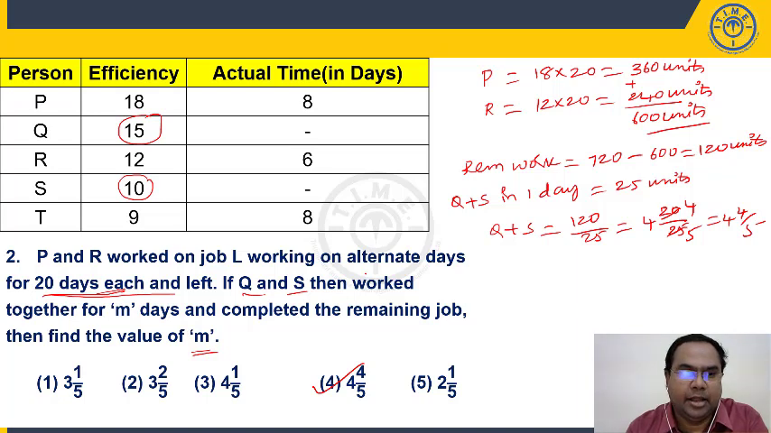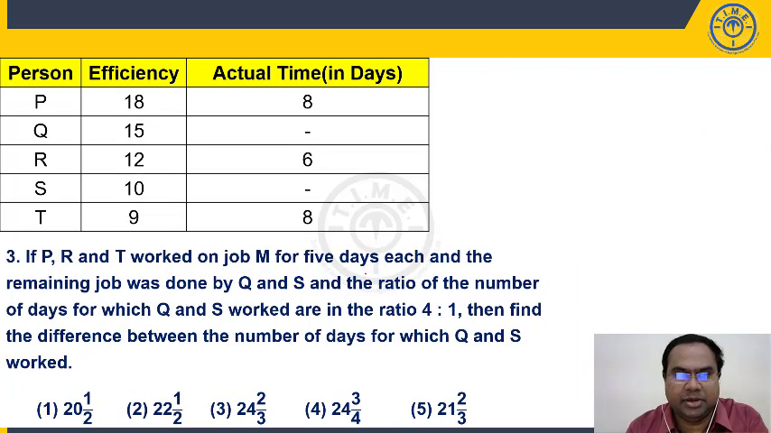Okay, let's take up question number 3. If P, R and T worked on job M, job K, job L, job M are similar. That was given in the note, students. So P, R, T worked on job M for 5 days each, and the remaining job was done by Q and S, and the ratio of number of days for which Q and S worked is 4:5. Find the difference between number of days for which Q and S worked.